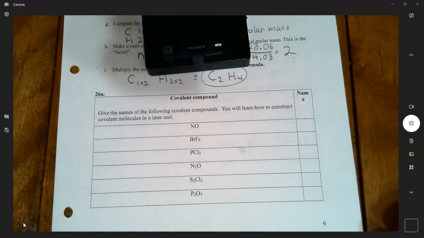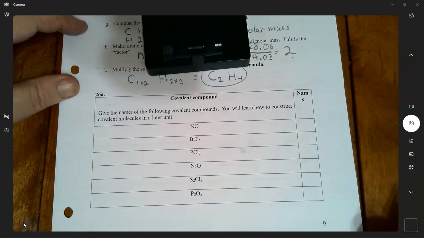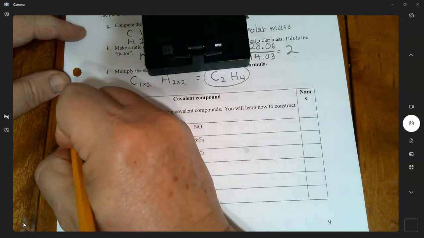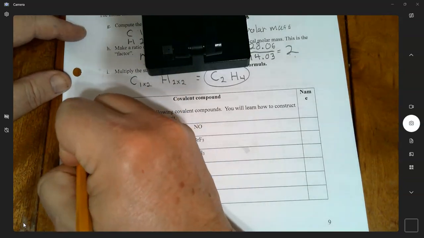It says give the names of the following covalent compounds. You will learn how to construct covalent molecules in a later unit. This was something we did back when. For covalent molecules, you have to remember these are the ones that use the prefixes. So 1 is mono, 2 is di.